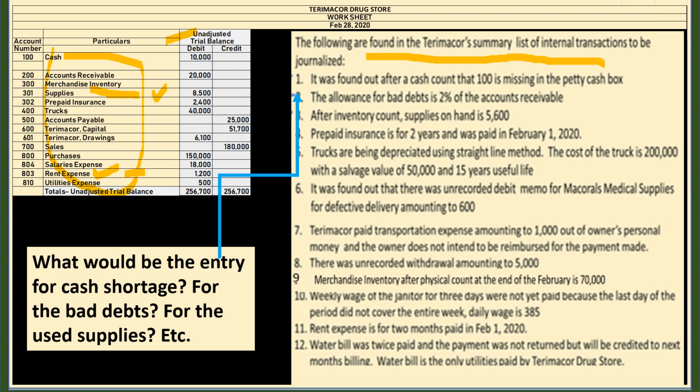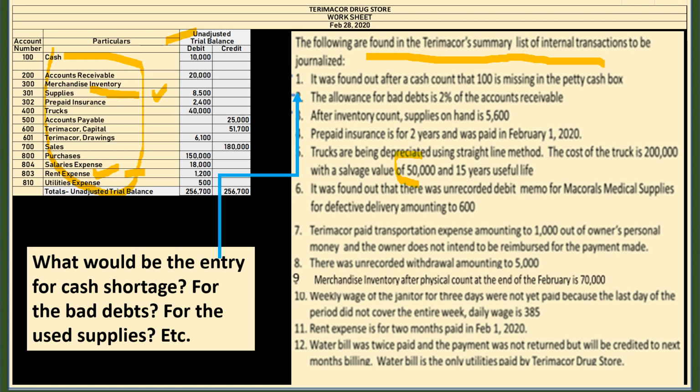So the next item will be the trucks being depreciated using the straight line method. Therefore, the straight line method formula will be 200,000 minus salvage value of 50,000 divided by useful life of 15 years. We have to multiply 15 years by 12 months because the presentation of the financial statement is on a monthly basis. Therefore, we're just going to compute for the month of February depreciation expense. So that will be computed later.